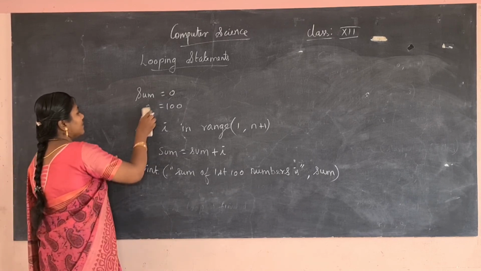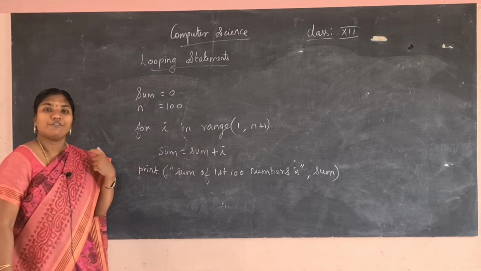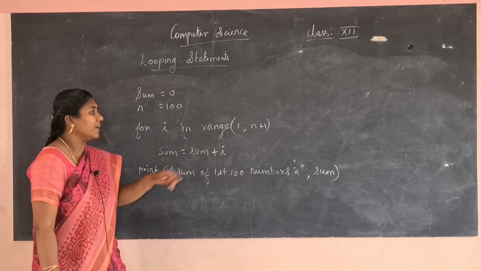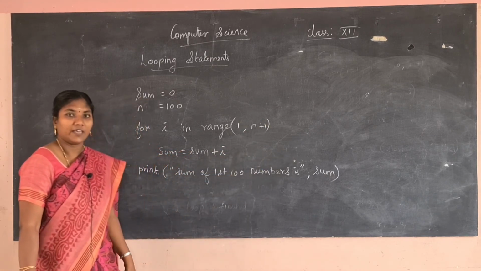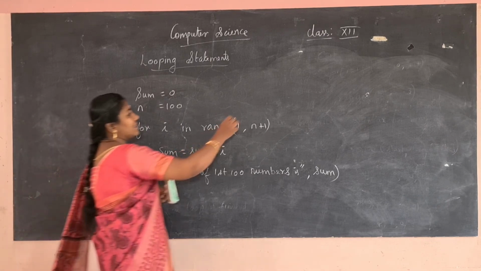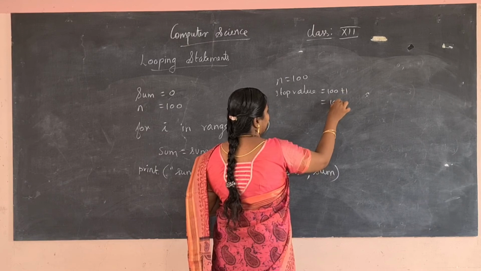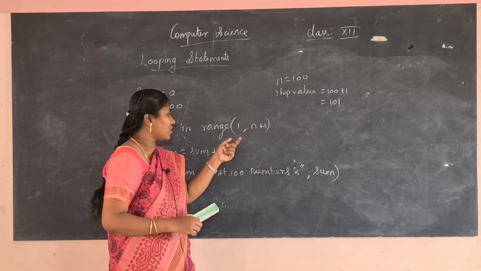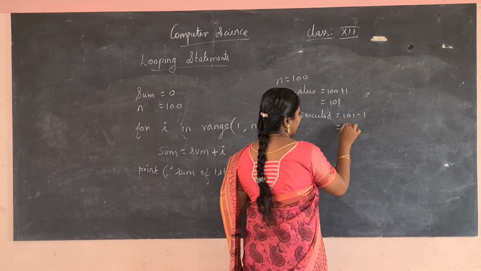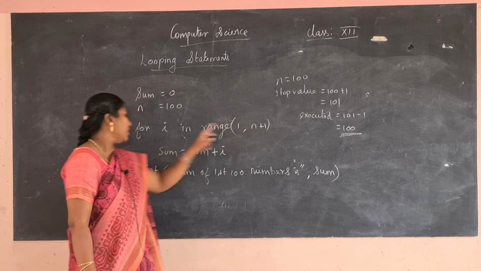So consider this program. Sum is equal to 0, n is equal to 100. So for i in range. As I want to find the sum of the values from 1 up to 100, the 100 must be included. As I want to include the 100, in range I have given 1 comma n plus 1. So n plus 1 is the stop value. The value of n is 100, so the stop value I have given is 100 plus 1, that is 101. Up to which value will the stop value be taken? Up to minus 1. So it is executed up to 101 minus 1, that is equal to 100. So I want to include 100, so that's why I have given in the range function 1 comma n plus 1. So sum is equal to sum plus i.